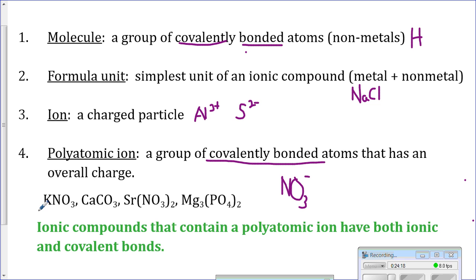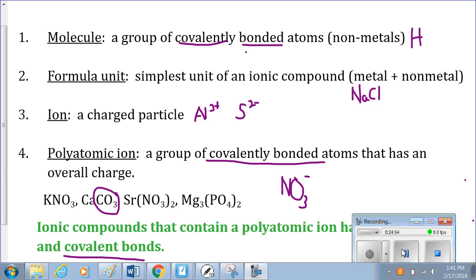If you have compounds that are ionic, but they contain polyatomic ions, so like potassium nitrate, calcium carbonate, strontium nitrate, magnesium phosphate. Ionic compounds that contain a polyatomic ion have both ionic and covalent bonds. The covalent part comes from the non-metal atom covalent bonding in the polyatomic ion. The ionic part comes from the attraction.